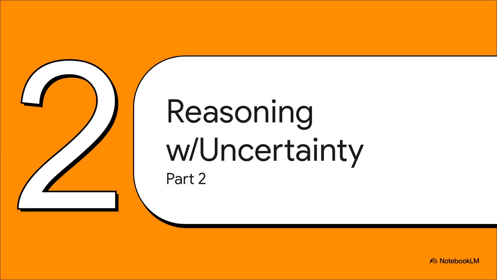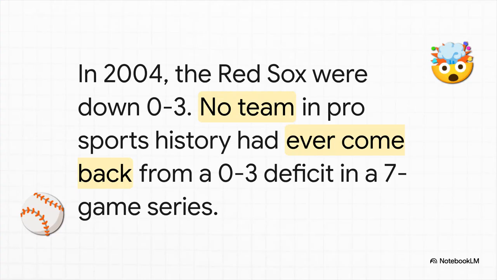All right, let's build on that. Because let's be real, the world we live in rarely gives us perfect, complete information. We're almost always working with some level of uncertainty, trying to make the best possible call with the evidence we actually have. And there's a name for this. It's called inductive reasoning. Take this incredible sports story. It's 2004, the American League Championship Series. The Boston Red Sox are down 3-0 against their arch rivals, the New York Yankees.